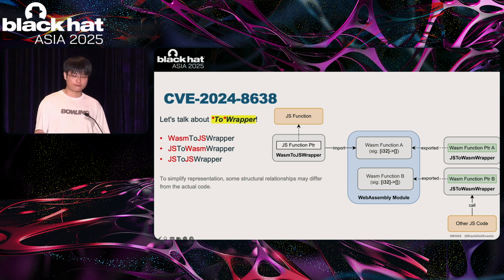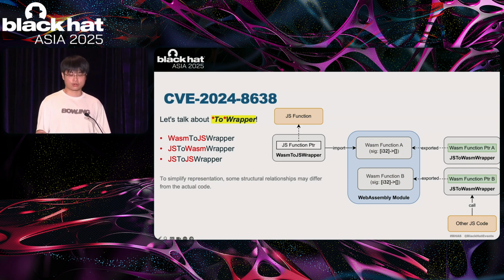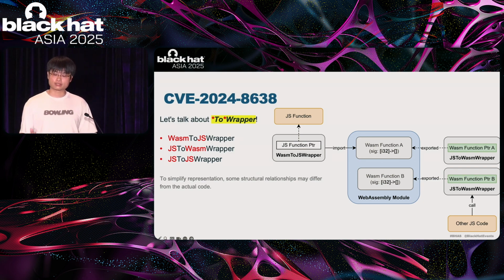This is the role of function wrappers, which play a crucial part in ensuring the correct transformation of data and control flow across different language contexts. Depending on the call direction, wrappers are categorized into different types. For example, a Wasm2JS wrapper is needed when WebAssembly calls a JS function. A JS2Wasm wrapper is required when JS calls a Wasm function. And a JS2JS wrapper is used when JS calls a function exported from WebAssembly that originates from the JS side.